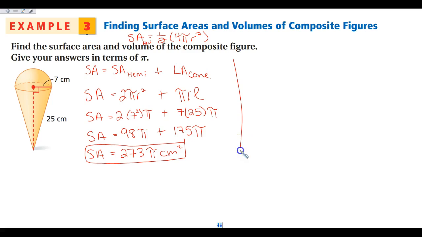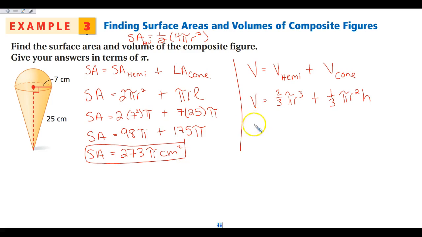Okay? Now, for volume, I want the volume of the hemisphere plus the volume of the cone. Now, so my formula for volume of a hemisphere, remember the whole sphere is 4/3 pi r cubed. So the hemisphere is 2/3 pi r cubed. And the volume of the cone is that 1/3 area of the base times height. So that area of the base is pi r squared times the height.